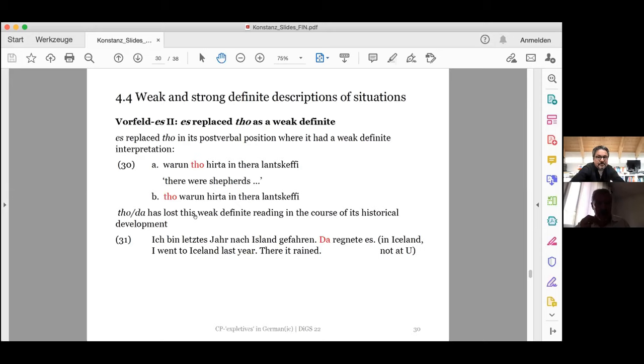And another effect, but it's clear that in modern German, when you have da, it only allows for a discourse anaphoric reading. It's raining in Iceland, but not in the utterance situation. So it has lost its weak reading completely. And that's why it's clear that it needed some replacement.